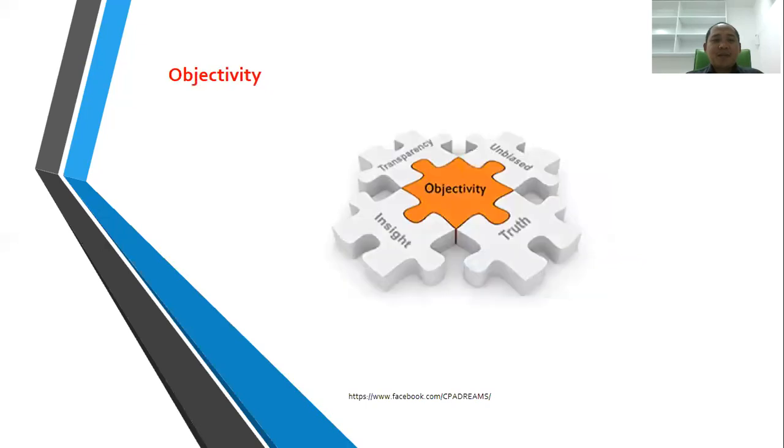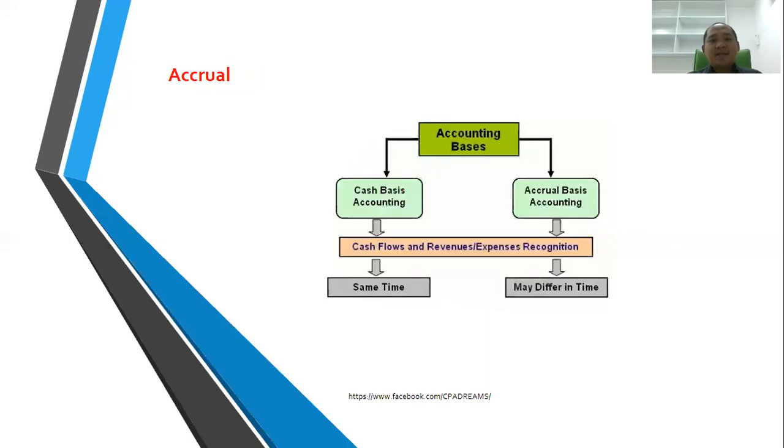Okay. Next, objectivity. This principle states that the recorded amount should have some form of impartial supporting evidence or documentation. It also states that the recording should be performed with independence, free from bias and prejudice. Okay, so it should be neutral. Okay, free from bias.